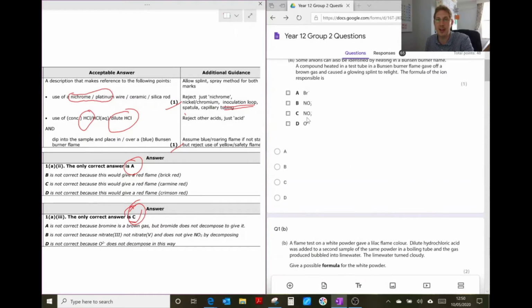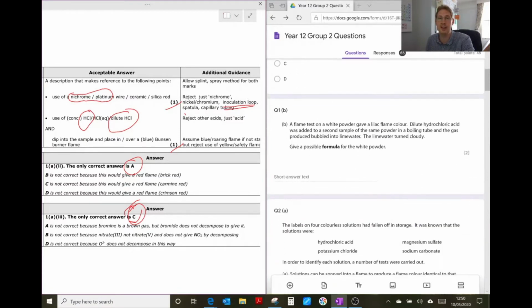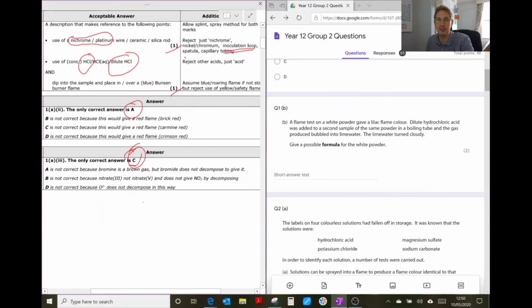Lots of people going for NO2 minus. No, NO2 is the gas, but NO2 minus is nitrite, or nitrate is NO3 minus. That's not the ion that decomposes.